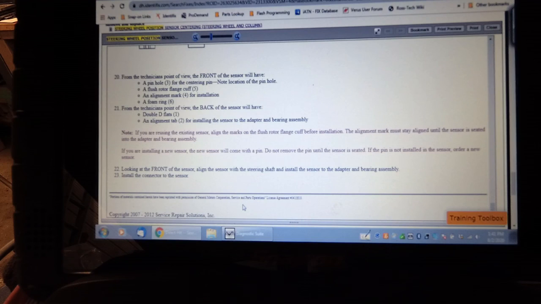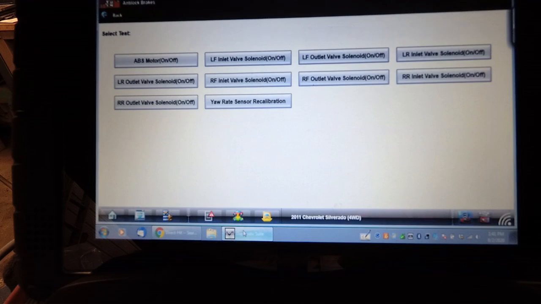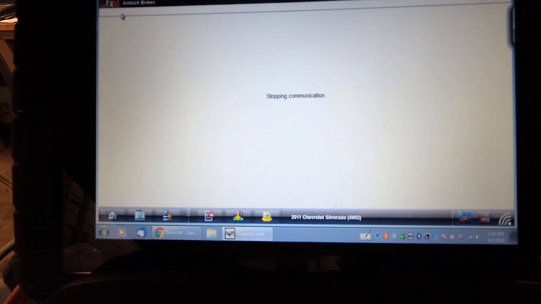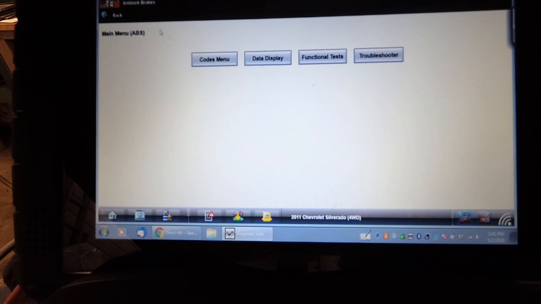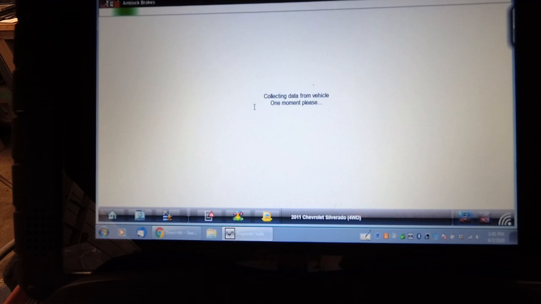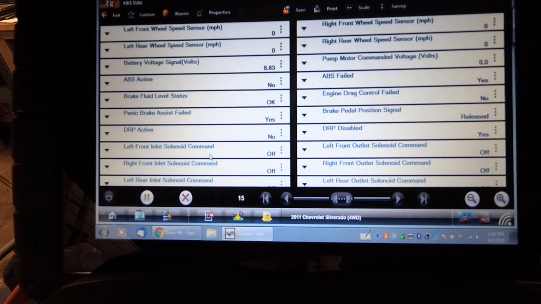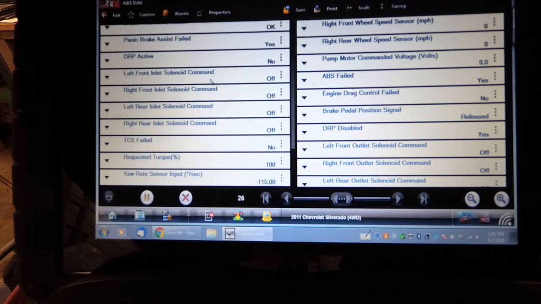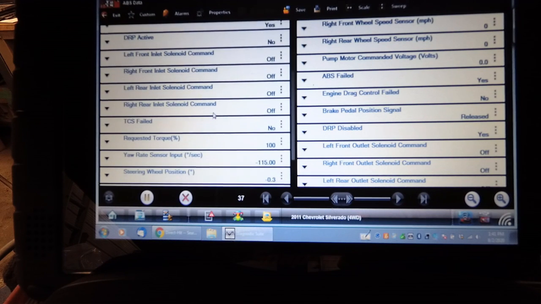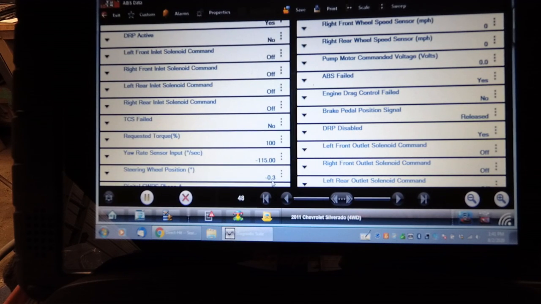No, I've got to find it. Well, I reviewed the replacement procedure for this steering wheel position sensor, and it mentions nothing about centering it, other than making sure that the pin is in place until it's installed and the steering wheel is straight ahead. Now, looking at ABS data, let's see, with the steering wheel straight ahead, it's at negative 0.3 degrees.